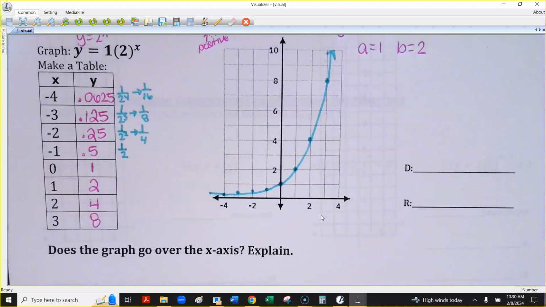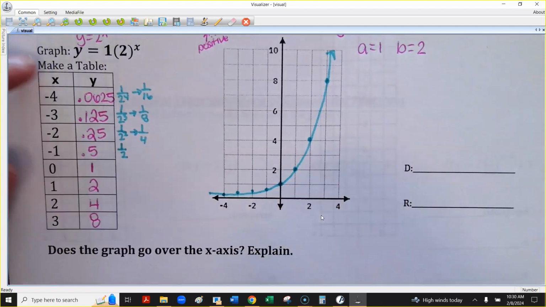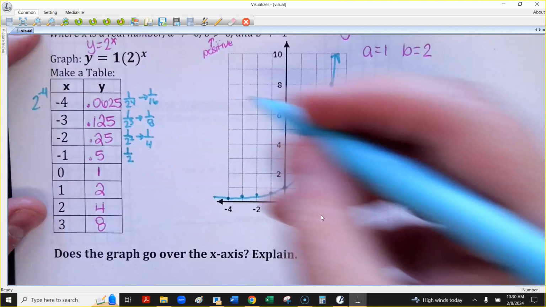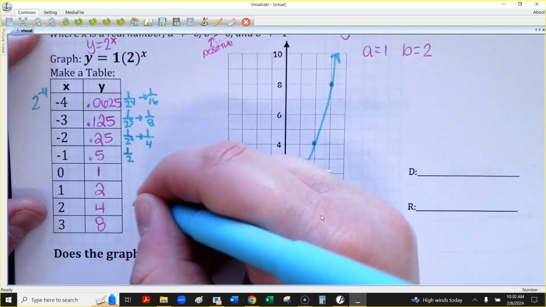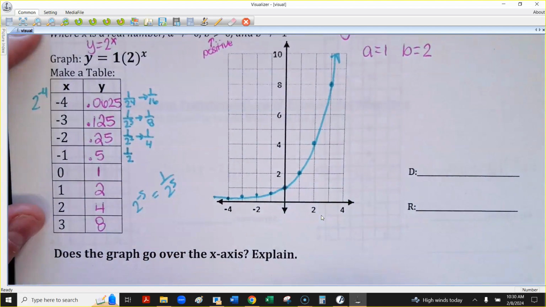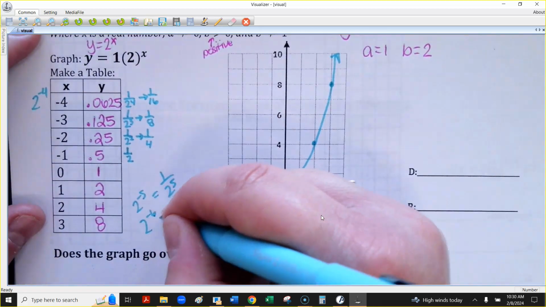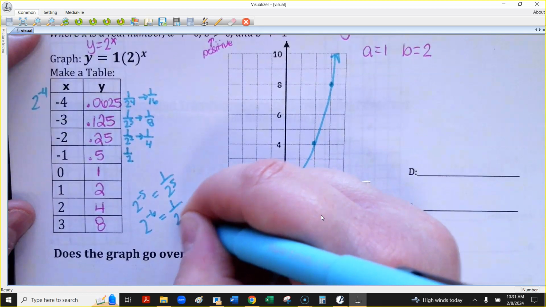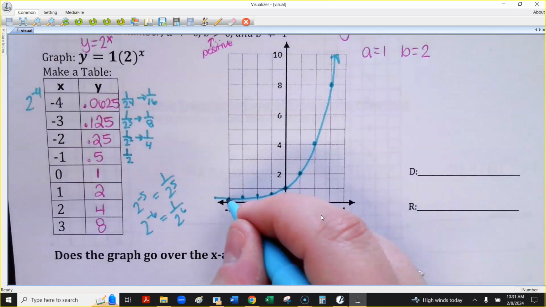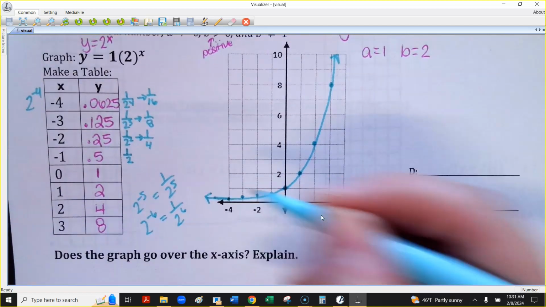Okay, if you're actually doing these problems, this guy is 2 to the negative 4th, right? If we kept going to the left here, 2 to the negative 5th is 1 over 2 to the 5th, right? 2 to the negative 6 is 1 over 2 to the 6th. The negative exponent never becomes a negative number. It just becomes a tinier and tinier fraction. So this does not actually touch or go over the x-axis.